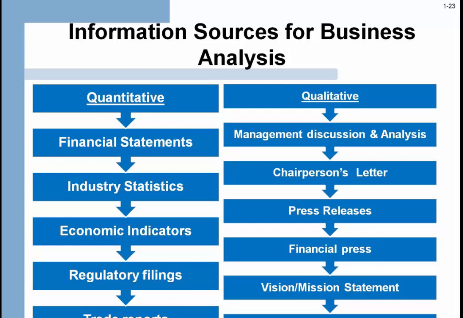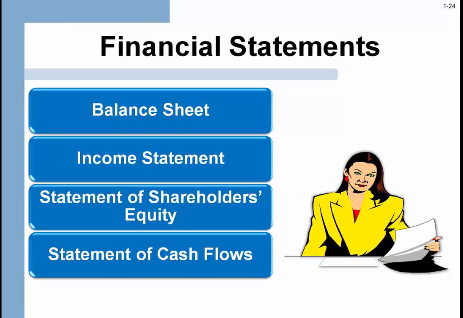Then you also have the financial press, people that are called analysts that review businesses, and they specifically focus in on an industry sector. And you might try and find out who the analyst is for your particular business or sector. And then they have the vision and mission statement and also the company website. And I'm not going to go into those. I think you understand a little bit about the vision and mission statement.